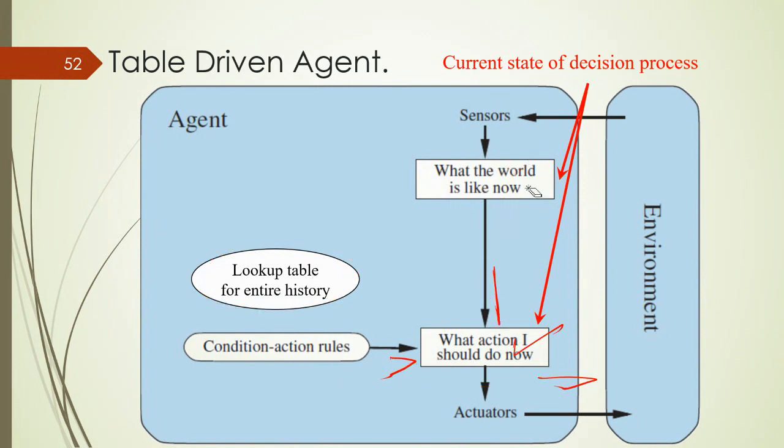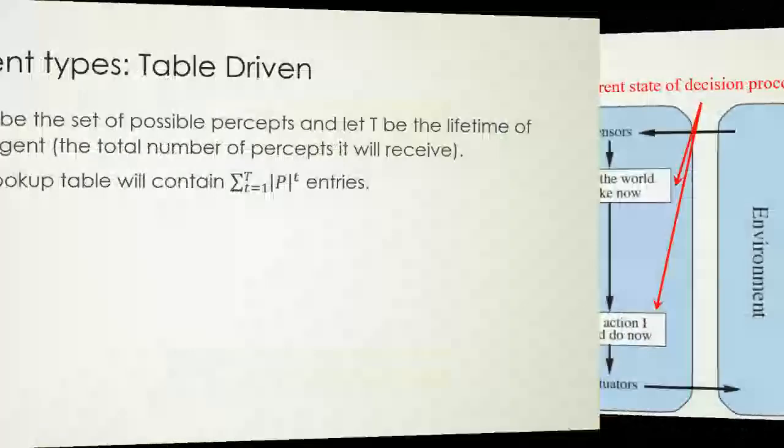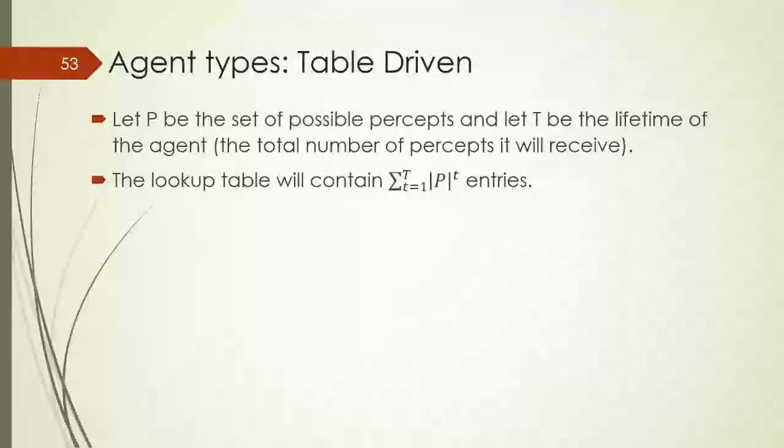A large sequence, probably, if your environment is complicated. So let P be the set of possible percepts, and let T be the lifetime of the agent, okay?